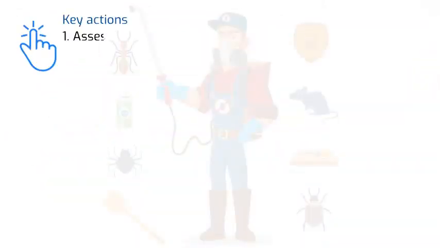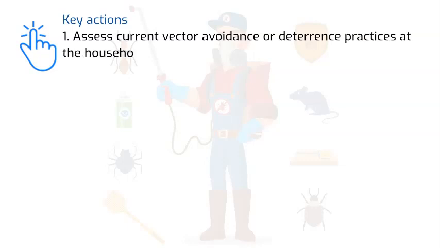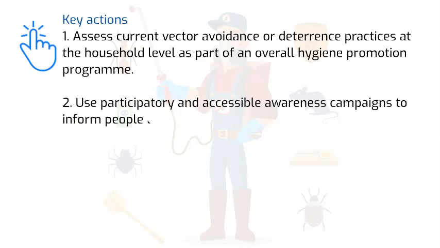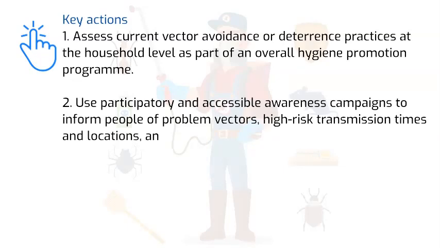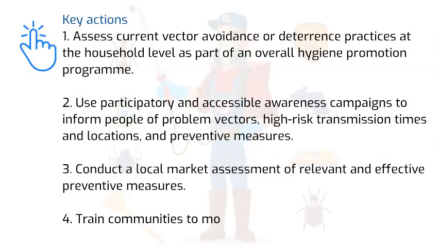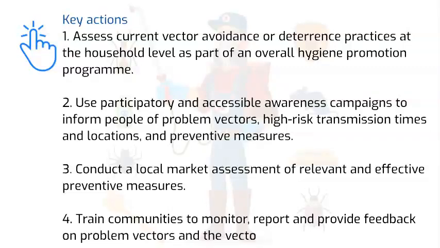Key actions. 1. Assess current vector avoidance or deterrence practices at the household level as part of an overall hygiene promotion program. 2. Use participatory and accessible awareness campaigns to inform people of problem vectors, high-risk transmission times and locations, and preventive measures. 3. Conduct a local market assessment of relevant and effective preventive measures. 4. Train communities to monitor, report and provide feedback on problem vectors and the vector control program.